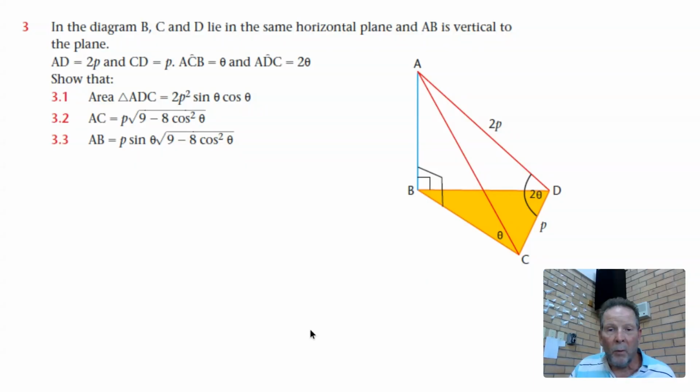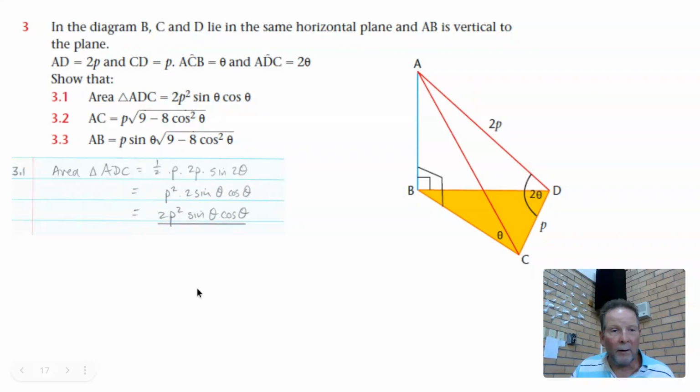Really? Okay. Well, let's just see what Mr. Autry did. First, he's thinking, oh, I've got 2p, I've got p, I've got an angle in between. That's just the sine rule. So he goes 1/2 times p times 2p times the sine of 2 theta. Oh, but what's the sine of 2 theta? It's 2 sine theta cos theta. Well, there you go. You've got yourself 2p squared sine theta cos theta. That wasn't very hard. We just had to use the area rule.